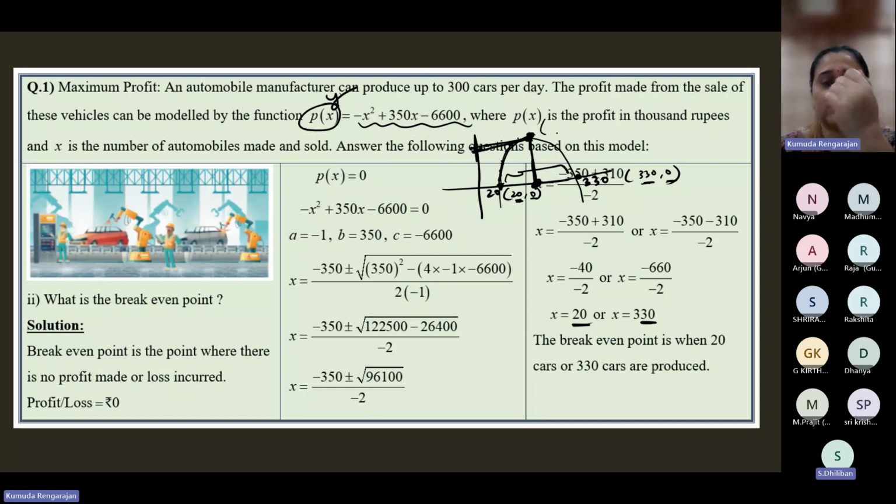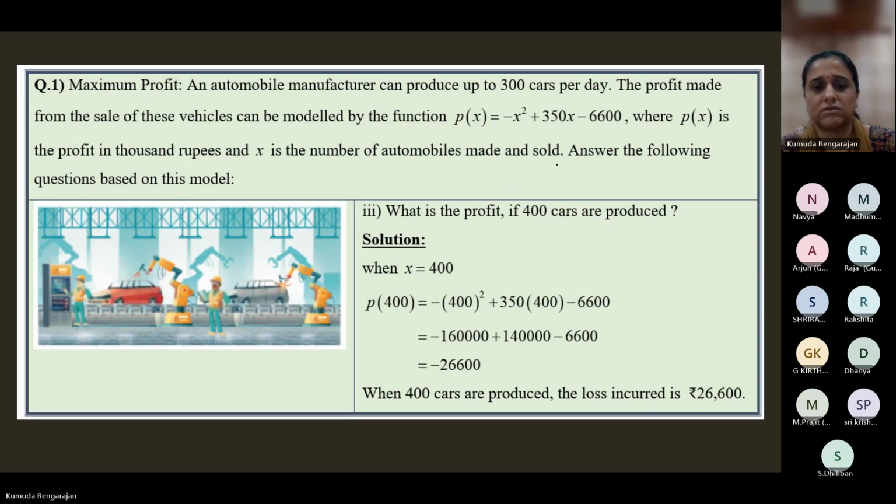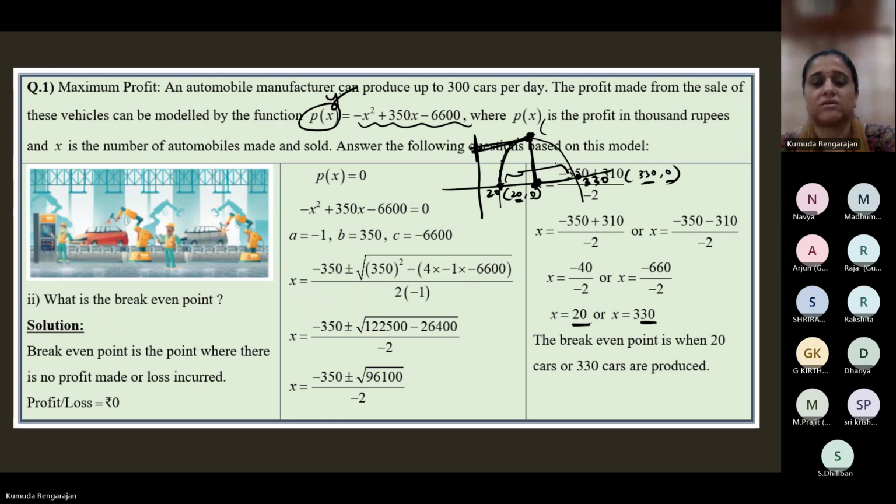So that's why we have to remember the coordinates of the vertex of the parabola. If a question is, I think we have it in this question itself. No, not here. Okay. All right.